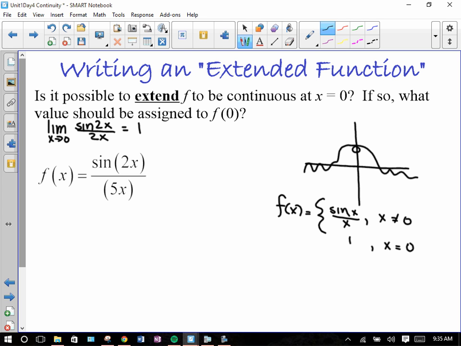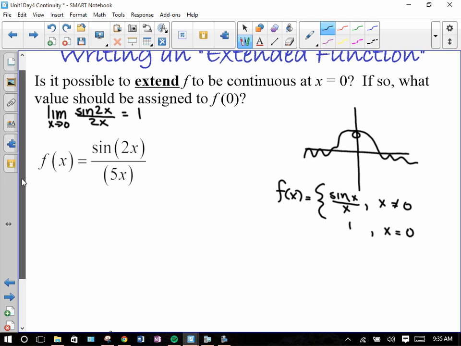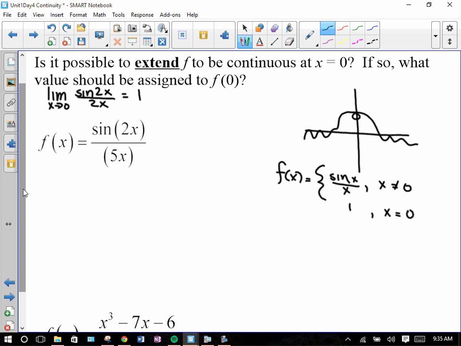But in this case, you don't have a 2x on the bottom, we have a 5x. So what we have to do is multiply. We get a little tricky. The only way we can change it is by multiplying it by 1. So we have to go 2 over 2 times sine 2x over 5x. What that gives us is 2 sine 2x divided by 5 times 2x. So that is rearranging the 5 and the 2 for multiplication. Good with that?